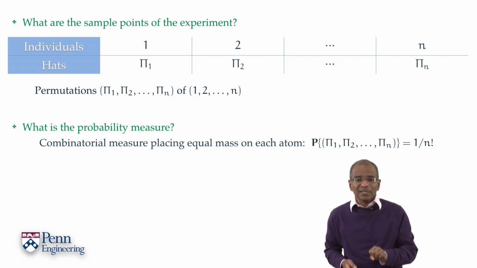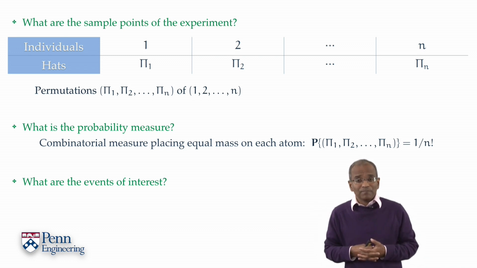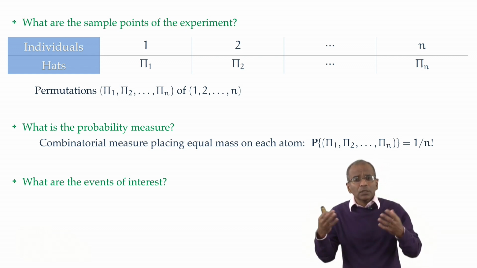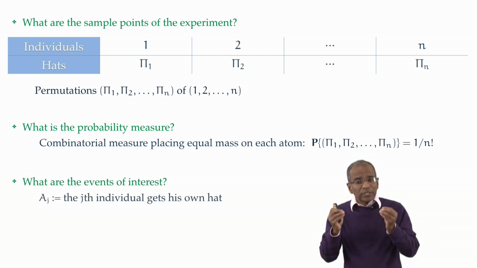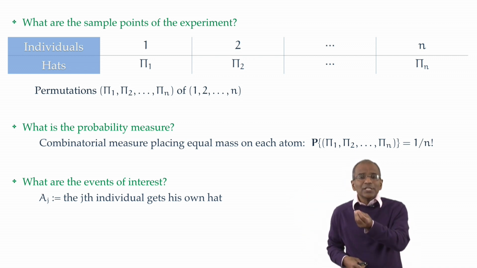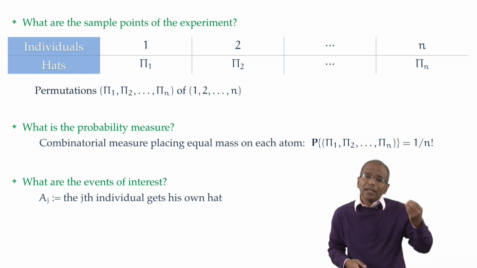So far, so good. This was not very hard at all. But of course, the next question, the million-dollar question, what are the events of interest? Well, naturally, whether the individuals get their hats or not. So let's promptly put in place some terminology, some notation here. Let A sub 1 denote the event that the first individual got his hat back. In other words, pi 1 is 1. Let A2 be the event that the second individual got his hat back. And generically, let A sub j be the event that the jth individual got his hat back.